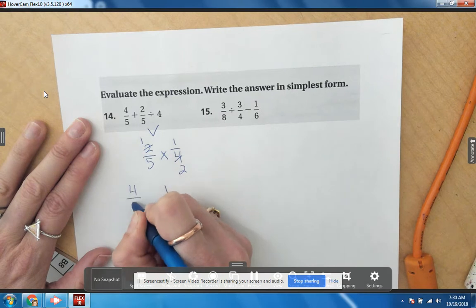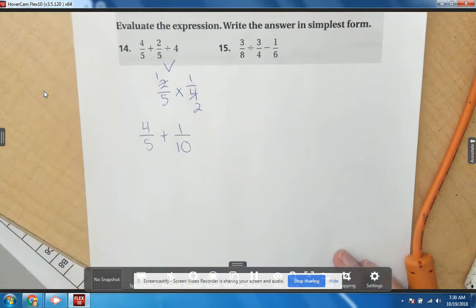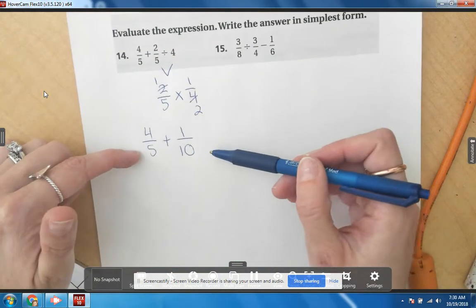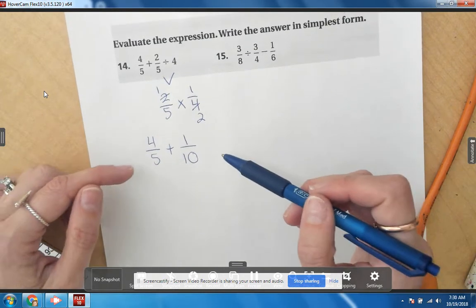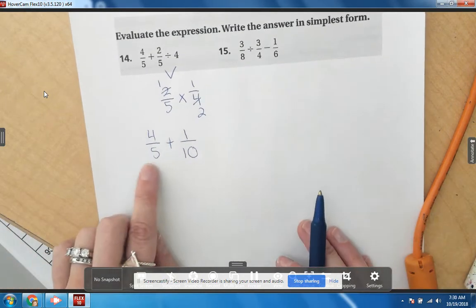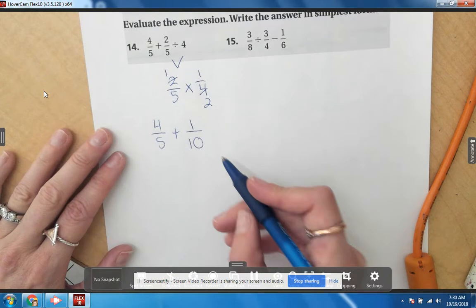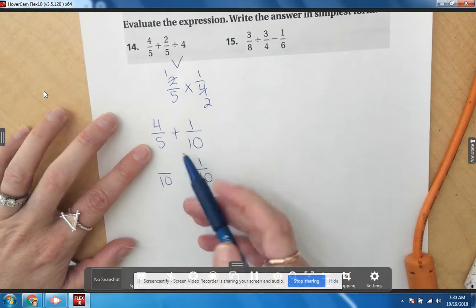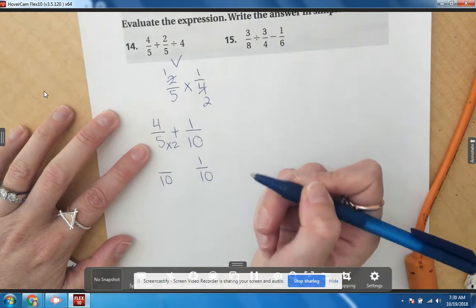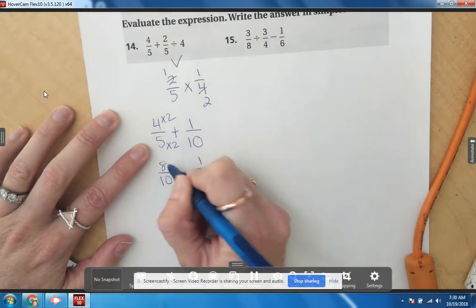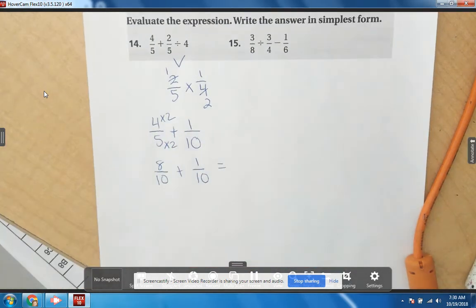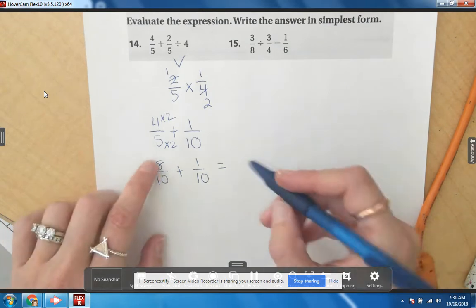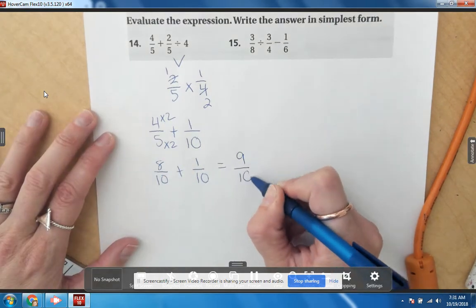Now I want to add 4/5. So this is actually a good review of last year. When you were adding fractions, we have not done this yet this year, but hopefully you remember, you do need a common denominator. So they can both go into 10. So I'm going to leave this the same. And for this one, I had to multiply 5 times 2 to get 10. So I'm going to multiply the top by 2. Now that I have my common denominators, I'm just going to add the numerators. 8 plus 1 is 9, so I get 9/10.